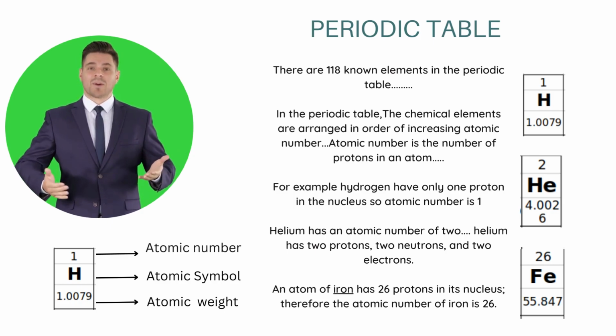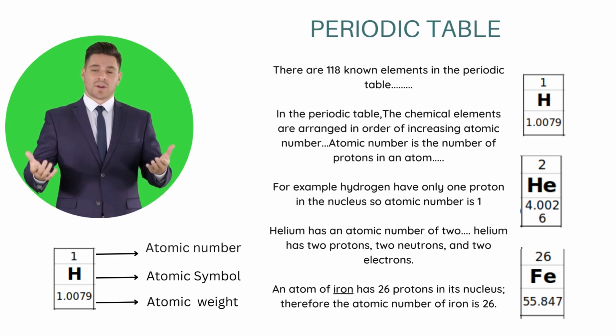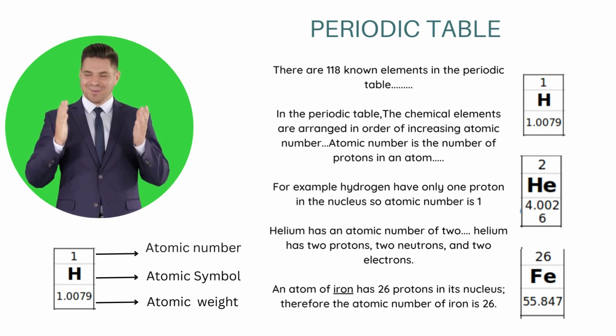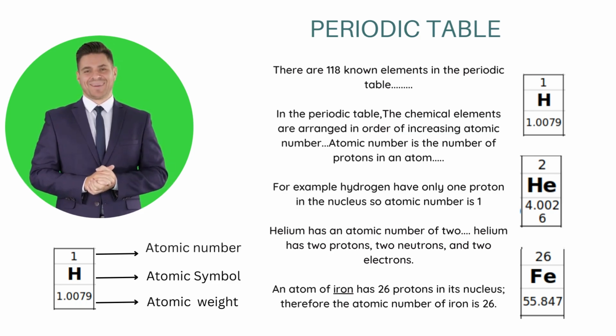Helium has an atomic number of 2. Helium has 2 protons, 2 neutrons, and 2 electrons. An atom of iron has 26 protons in its nucleus, therefore the atomic number of iron is 26.